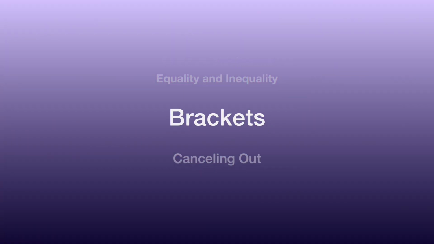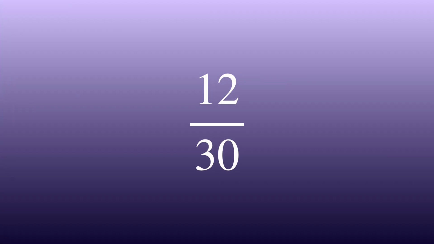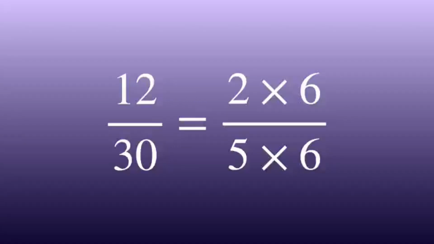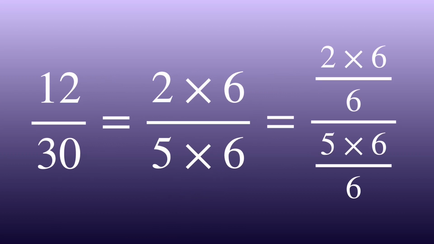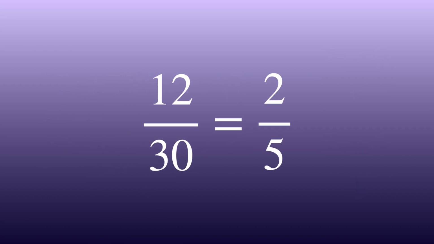Finally, we should consider one of the most underestimated math operations of all time. Let's say we have this fraction. We can break down the numbers in the numerator above the line and the denominator below the line into smaller objects. So let's write 12 as 2 times 6 and 30 as 5 times 6. This is called a factorization. Now we can divide both numerator and denominator by 6, leaving us with our new friend 2 over 5.